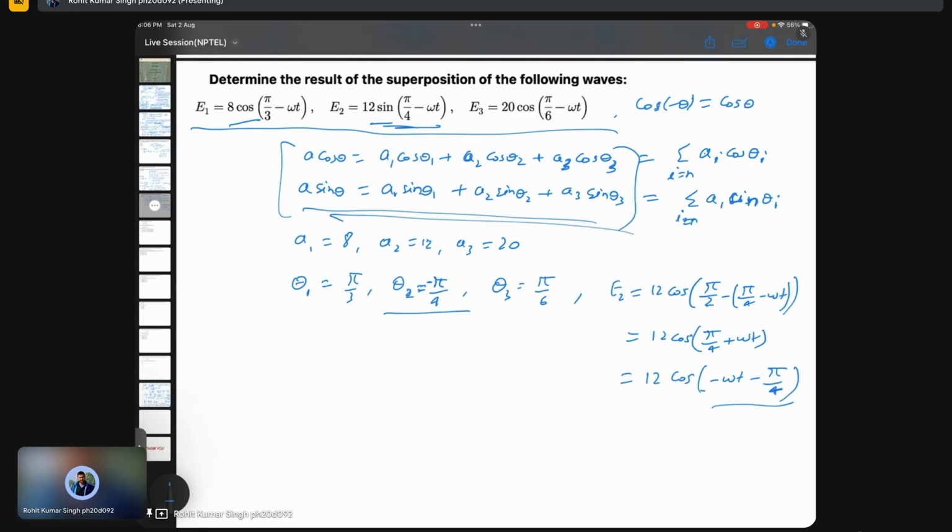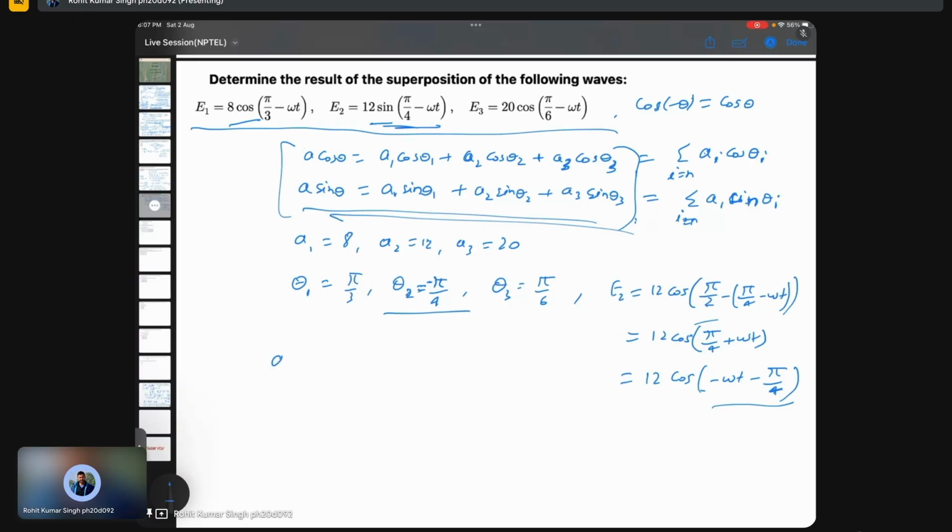only when you either convert all of them into a cos function using this pi by 2 shift, or you have to use a negative sign. If there is a sine function, use just the negative of the phase angle. And then you know everything. These two equations are there, you put everything in, two equations, two unknowns. You can easily find out.